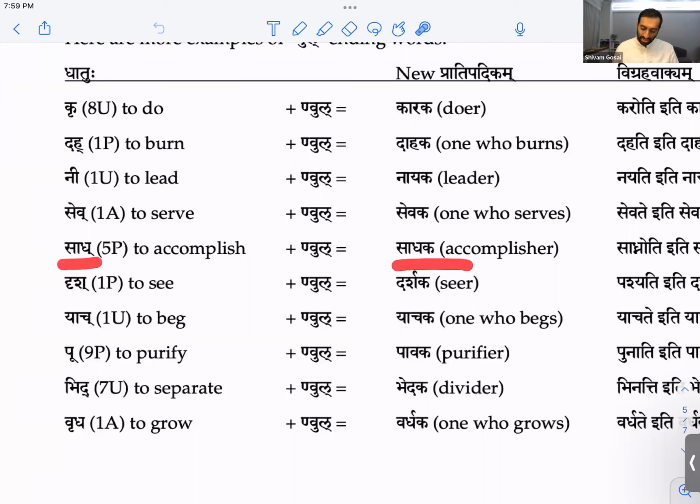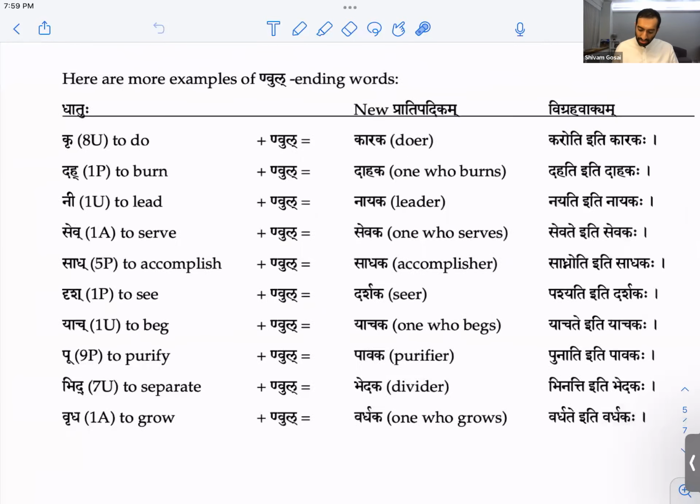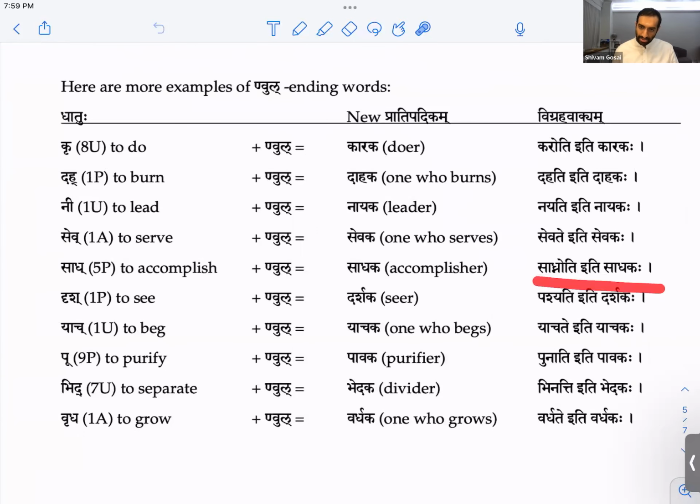Sad becomes sadhaka, right? Sad, to accomplish. We had aka, so sadhaka, one who accomplishes, the accomplisher. So sadhnoti iti sadhakaha. Drish plus nvul, darshaka. Pashyati iti darshakaha, one who sees, the seer. Yach plus nvul becomes yachaka, one who begs, the beggar.